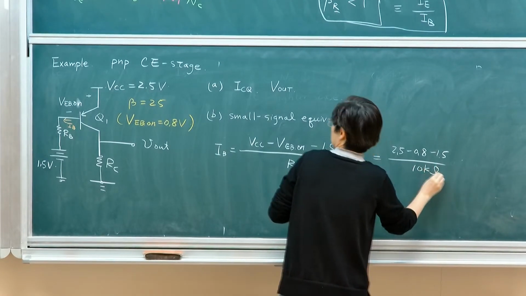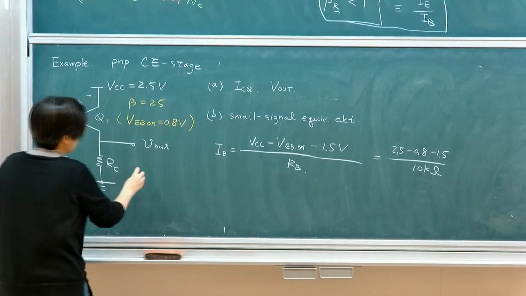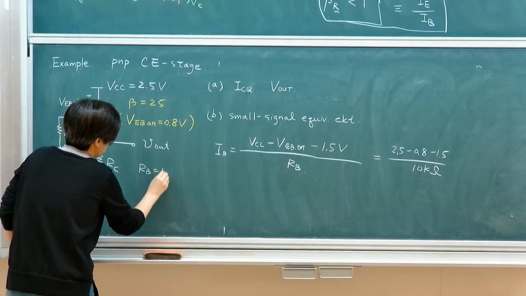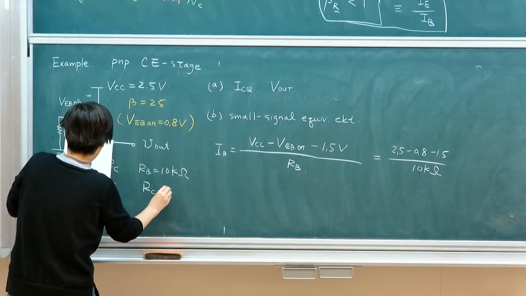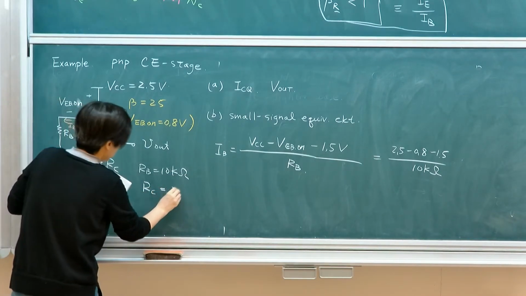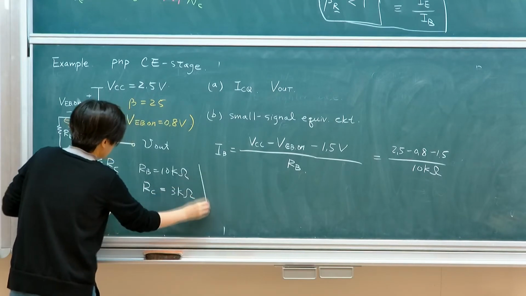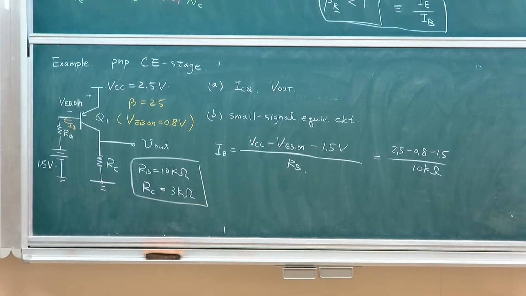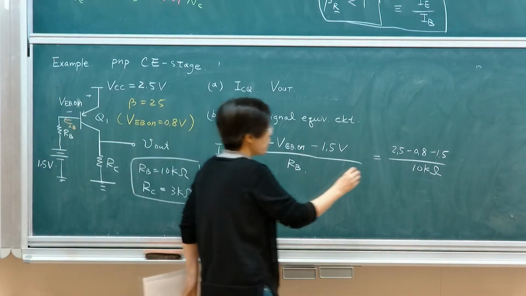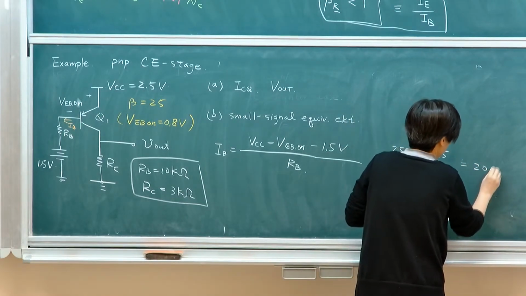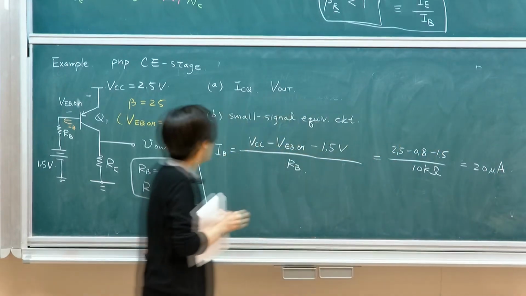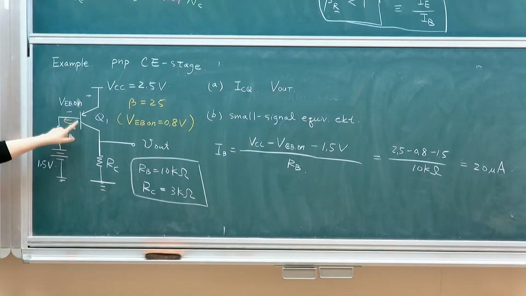RB is 10 k ohm. Sorry, forgot to get RB here. It is 10 k, and RC here is 3 k ohm. So these are given. So we should be able to find out what is the base current first. Once we know, the base current is 20 microamp. So by this biasing setup, I should be able to identify the amount of my base current.